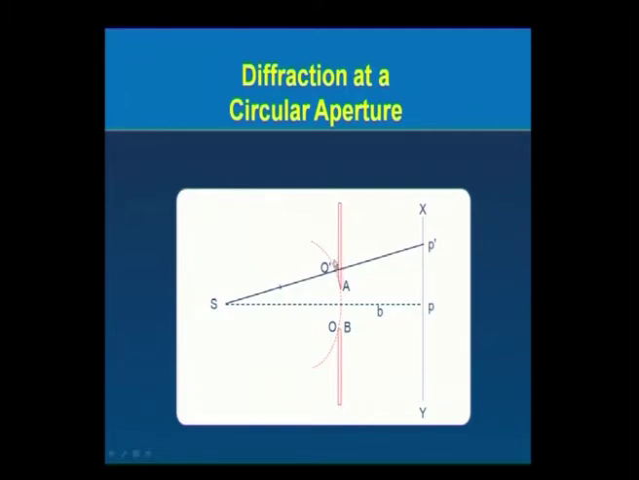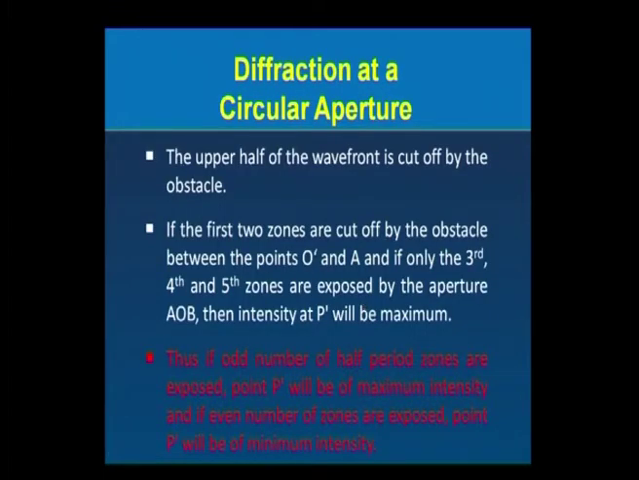So, with respect to O prime, you draw the first zone, the second zone, and the third zone will be here. The third zone light will be coming here, and the fourth zone light will be coming. The first two zones are cut off. If the first two zones are cut off by the obstacle between the points O prime and A, and only the third, fourth and fifth zones are exposed by the aperture AOB, then the intensity at P prime will be maximum. That means light will be coming from the third, fourth, fifth and other zones.